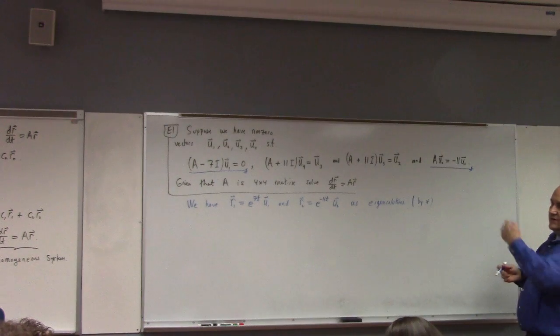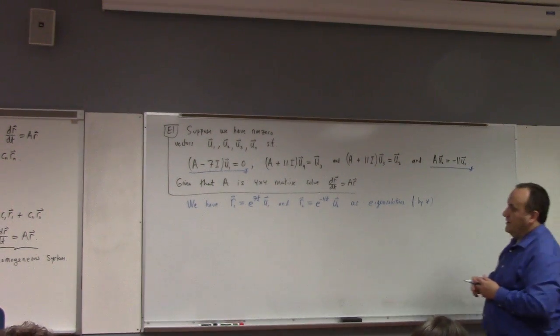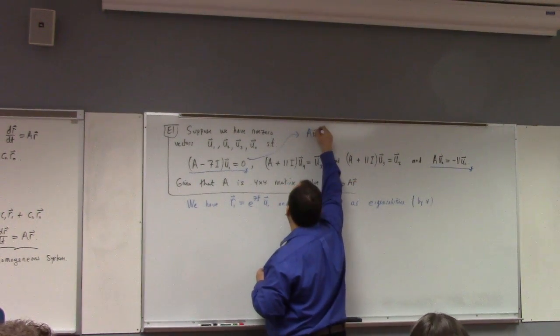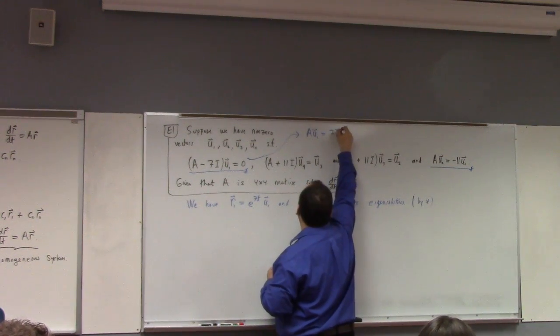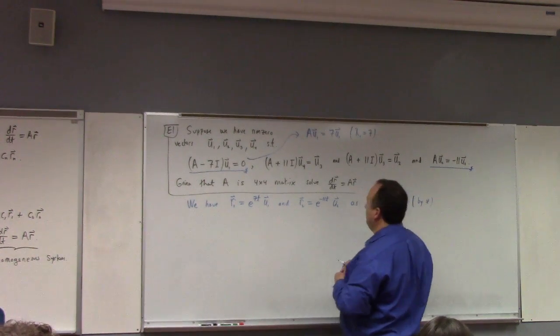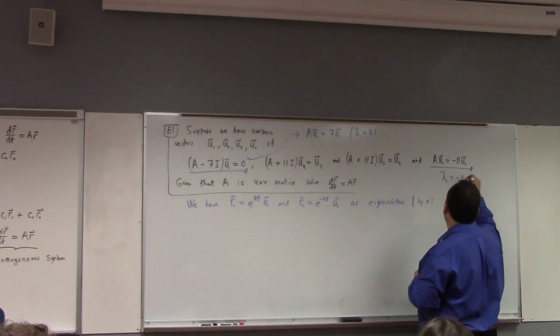Right? Because those two equations tell me that u1 and u2 are eigenvectors with eigenvalues 7 and minus 11 respectively. Do you notice the difference in how the number appears? If I were to rewrite this one in the same way, it would give me A times u1 equals 7u1. And that reveals that the eigenvalue here is 7, whereas this tells me that my second eigenvalue is minus 11.